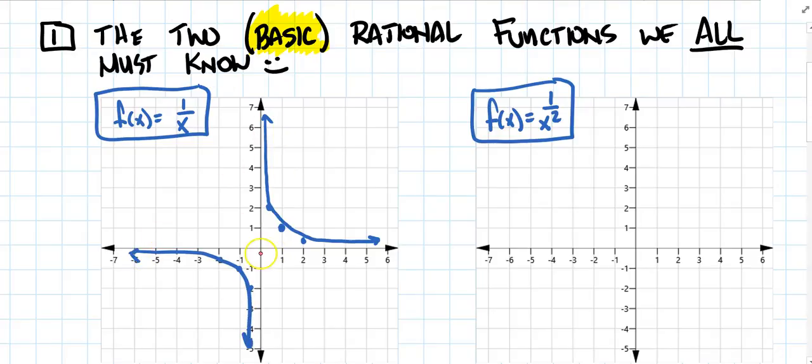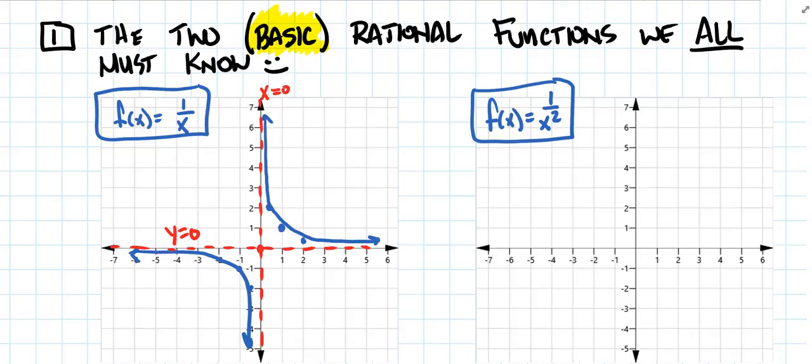Also, it is to note the center of this graph is at 0, 0. There is a vertical asymptote at 0, and there is a horizontal asymptote at the line y equals 0. So this one has a horizontal asymptote at the line y equals 0, and it has a vertical asymptote at the line x equals 0. We found those by looking at the domain and then looking at the degrees.